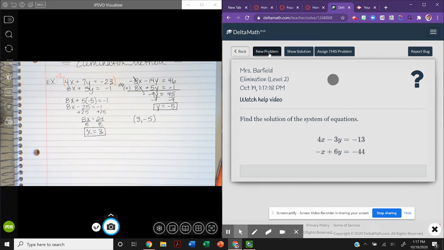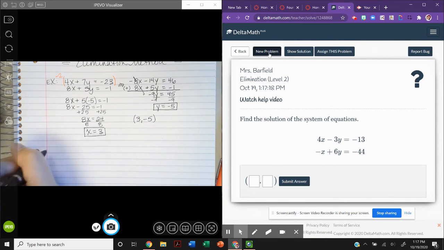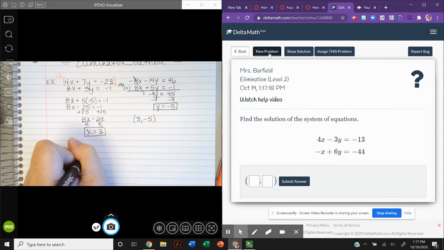Let's not look at that one. This one works. So 4x minus 3y equals negative 13, and negative x plus 6y equals negative 44.